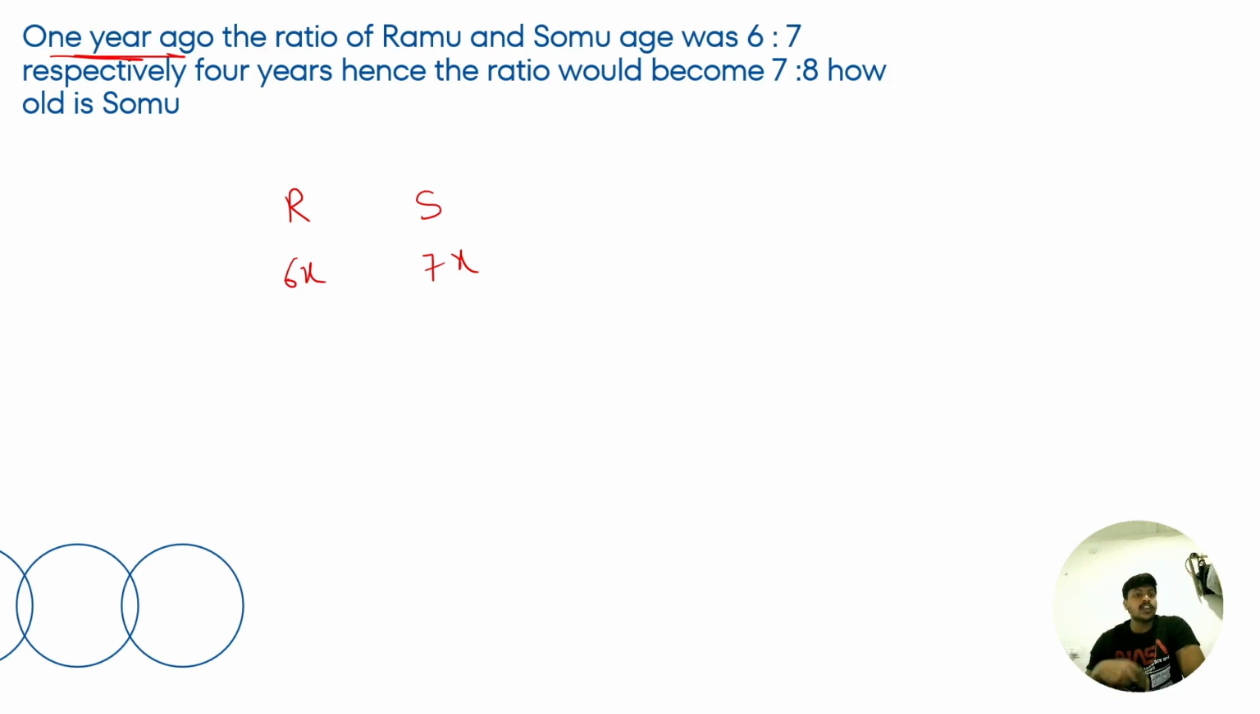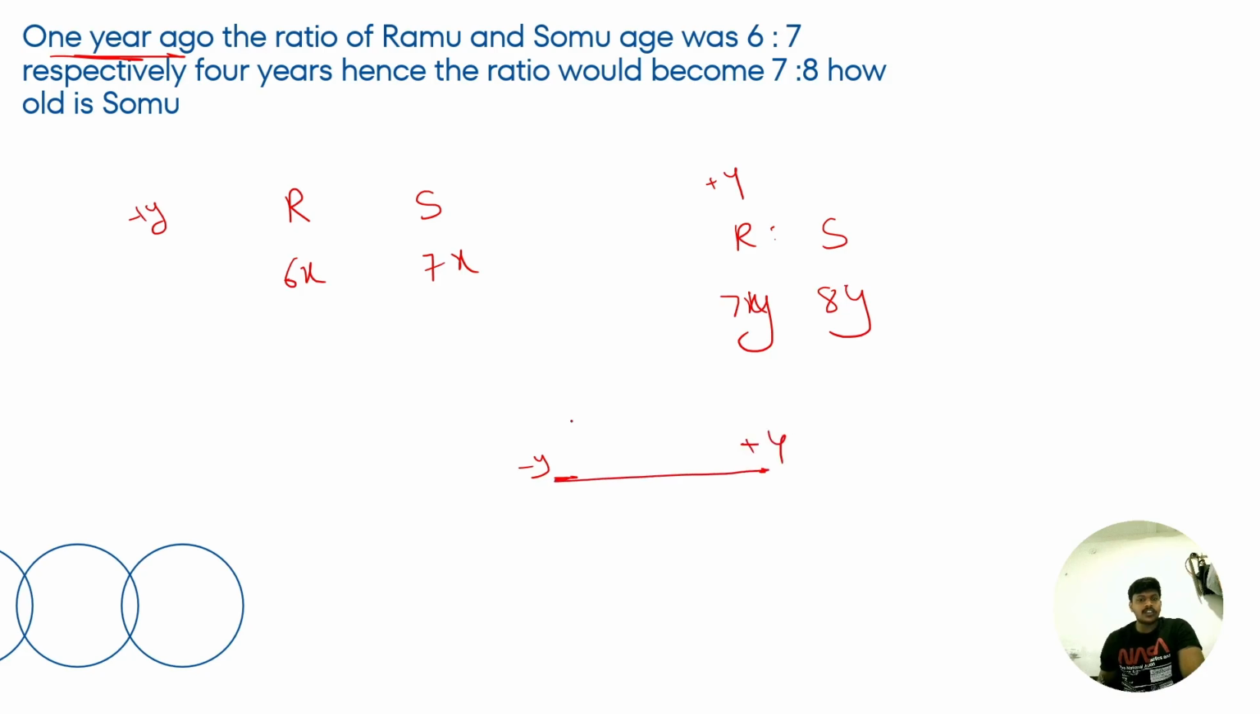Now 4 years after, hence 4 years means 4 years after. That means this is 1 year back and 4 years after. The ratio of Ramu and Somu is going to be 7x is to 8x, or you can take 7y into 8y because we're all taking the variable x. So see here, this is -1 and this is +4. So how much gap is there actually? 5 years gap is there. So for the first ratio, if we add 5 years, you are going to get the present ratio.